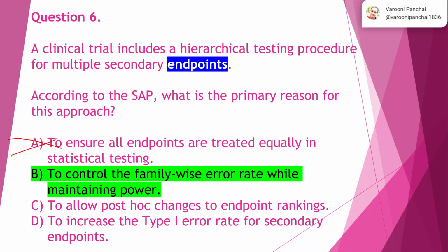Then option C says to allow post hoc changes to endpoint rankings. No. To increase the type 1 error rate for secondary endpoints. No. So this is not the right answer. So the correct answer is to control the family wise error rate while maintaining power. So the correct answer is B.